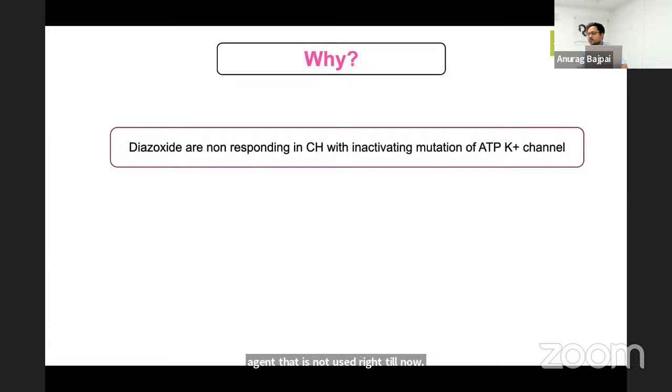The first thing is that we all know congenital hyperinsulinism is a very rare disorder with an incidence of around 1 in 50,000 in the population. In terms of existing treatment, there is nutritional therapy, diazoxide, somatostatin inhibitors, and some use other agents, like sirolimus. Most of these cases have an inactivating mutation of the ATP potassium channel, and the existing treatment with diazoxide is not well established in these cases.